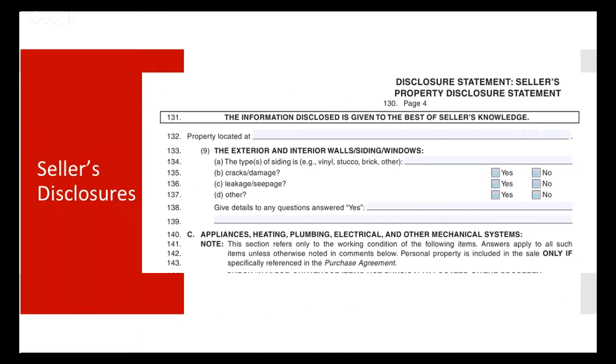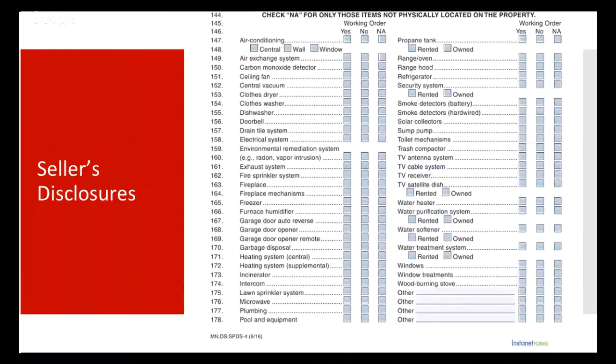Appliances, heating, plumbing, electrical, and other mechanical systems. This section refers only to the working condition of the following items. Answers apply to all such items unless otherwise noted in the comments below. Personal property is included in the sale only if specifically referenced in the purchase agreement, okay? So let's go through this fun one. An important distinguishment. Check NA for only those items not physically located on the property.